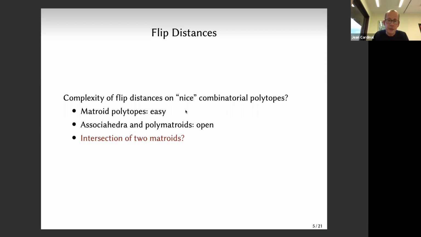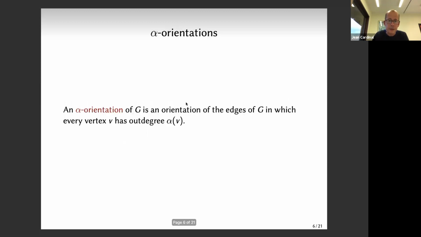So what am I going to explain? We have this definition of an alpha orientation of a graph. Alpha here is a function that maps every vertex to a positive integer. An orientation is an alpha orientation of a graph if every vertex v has outdegree alpha of v. So you just prescribe the outdegrees of the vertices. If the vertices have this prescribed outdegree, then this is an alpha orientation for this function alpha. Very simple definition.